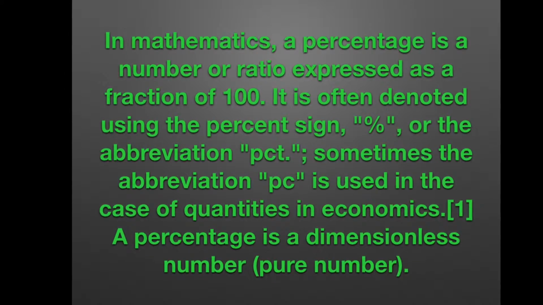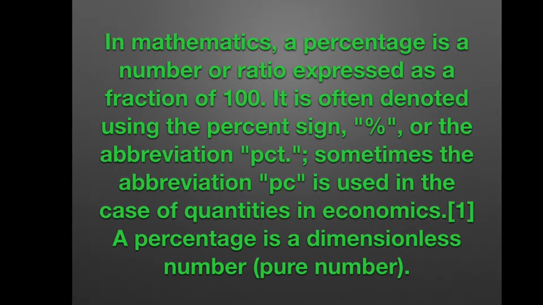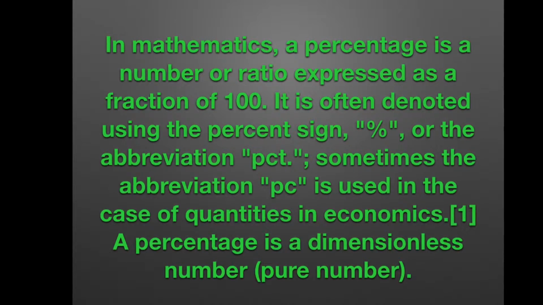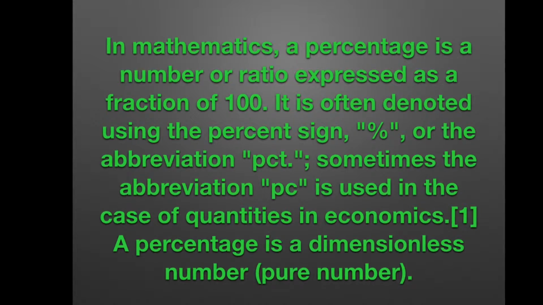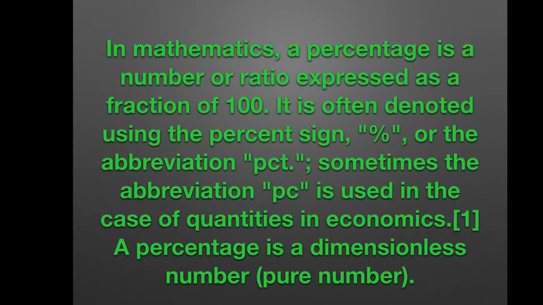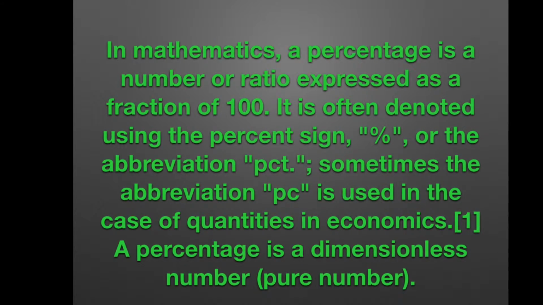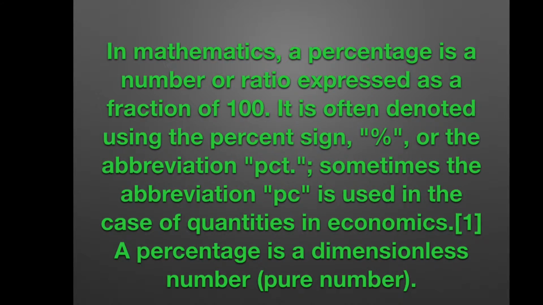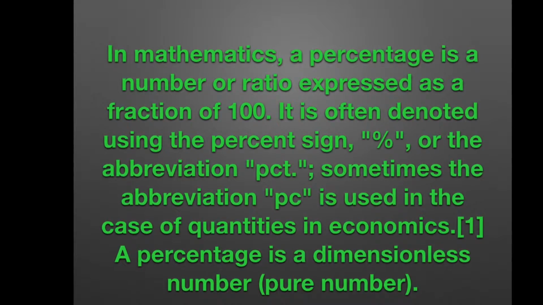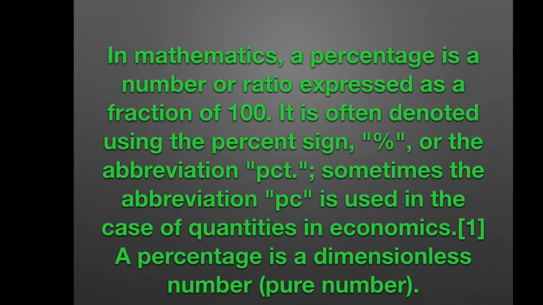In mathematics, a percentage is a number or ratio expressed as a fraction of 100. It is often denoted using the percent sign, as you see in here, or the abbreviation pct. Sometimes the abbreviation pc is used in the case of economic quantities. A percentage is a dimensionless number, or a pure number.